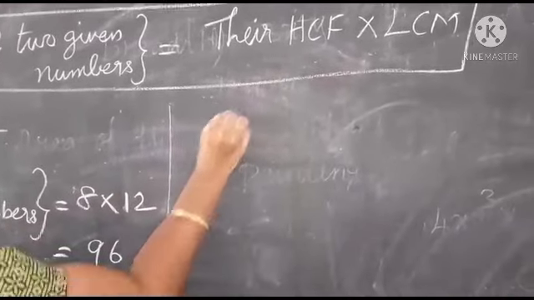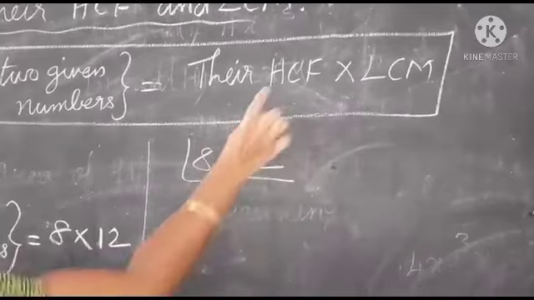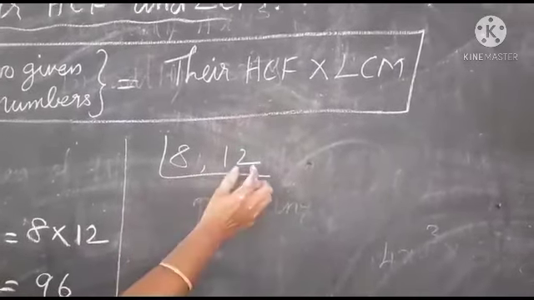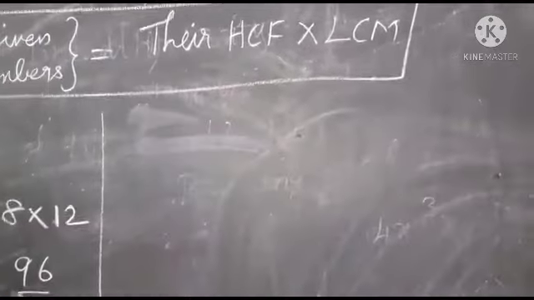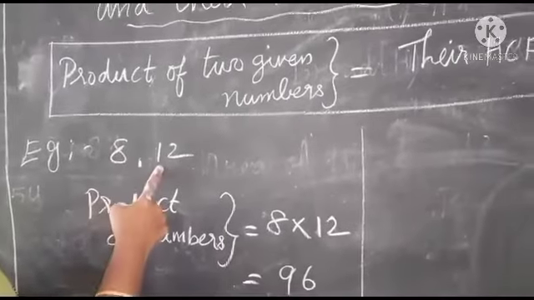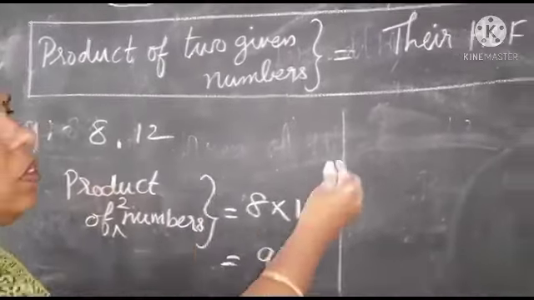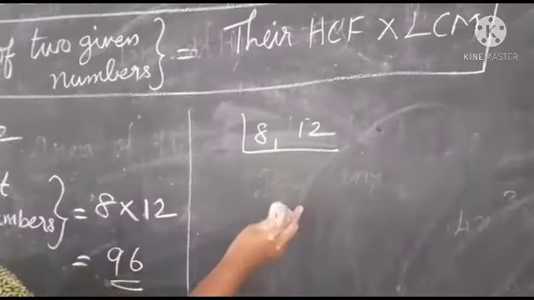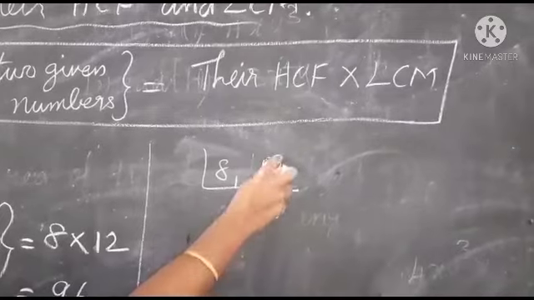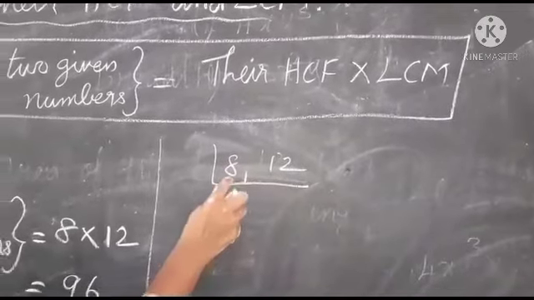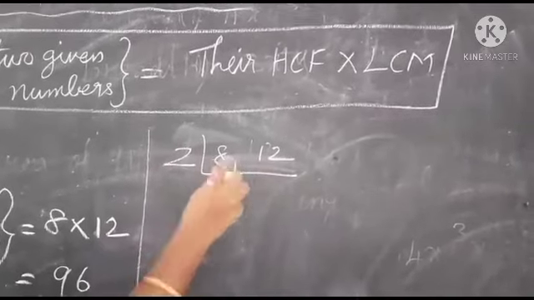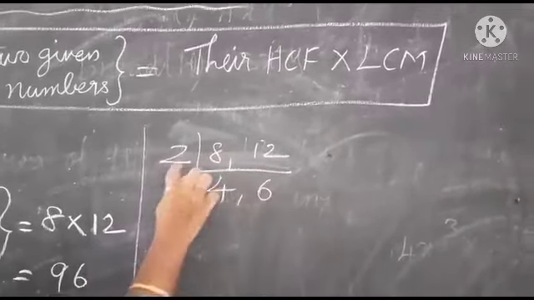8 and 12, sorry, 8 and 12. Write the 8 and 12. First we find the HCF and then the LCM. See children, here 8 and here 12. For the given numbers 8 and 12 we find the HCF and LCM. First write the numbers. First find the highest common factor. Here 8 is an even number, 12 is also an even number. You write a factor as 2. How many 2s are in 8? 4. 4 2s are 8. How many 2s are in 12? 6. 6 2s are 12.